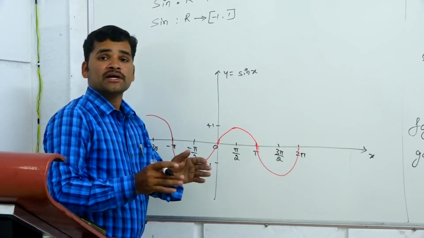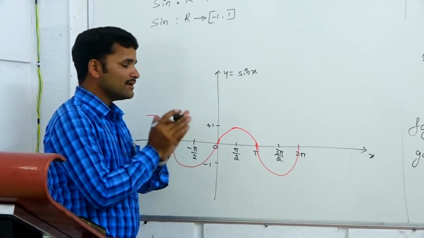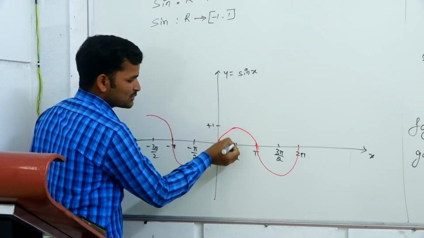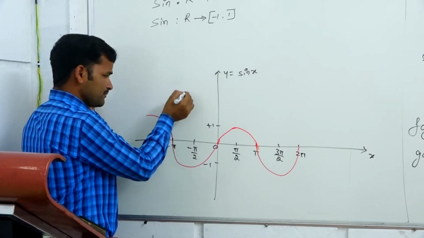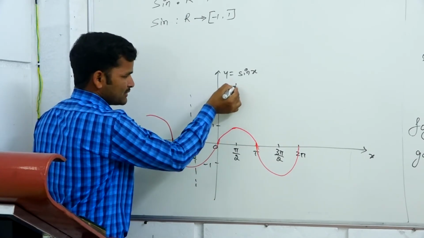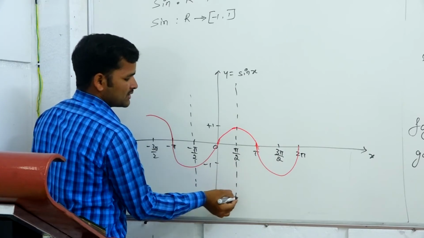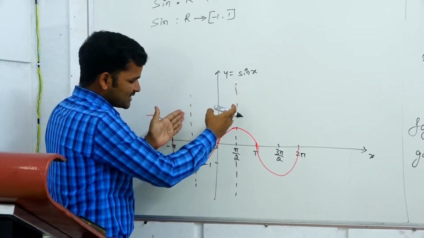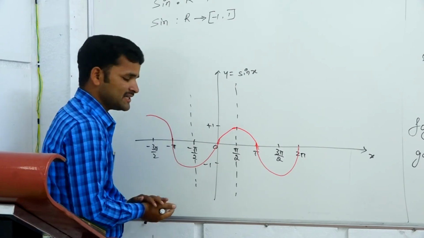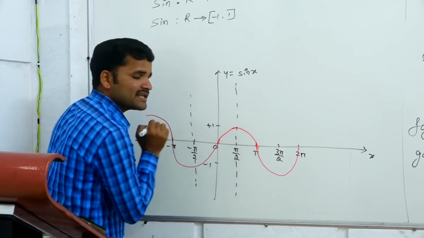So what do we do? We restrict its domain. How will you restrict? Let me restrict it from minus pi by 2 to plus pi by 2. You consider the graph only in this interval, minus pi by 2 to plus pi by 2, meaning minus 90 to plus 90. You draw a horizontal line anywhere here.